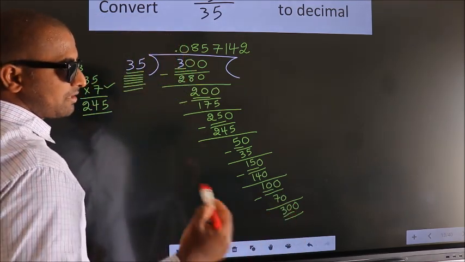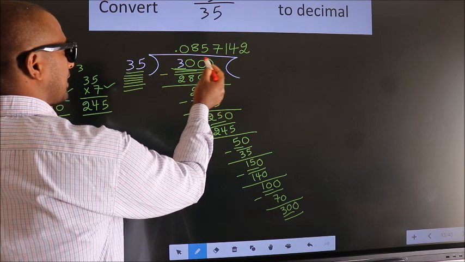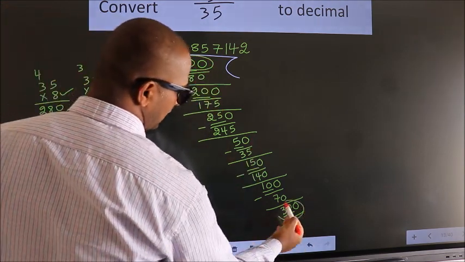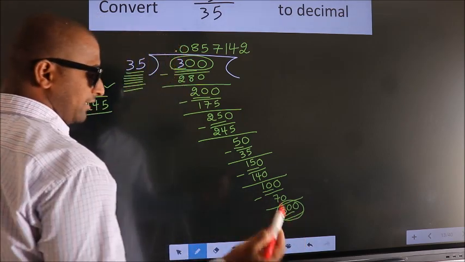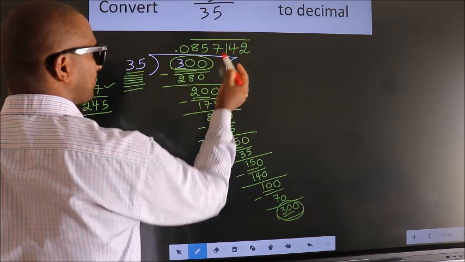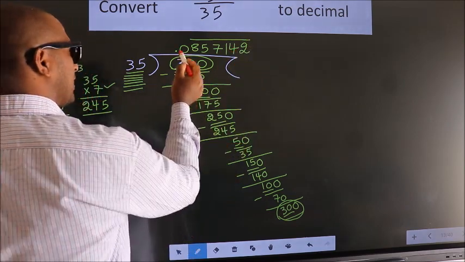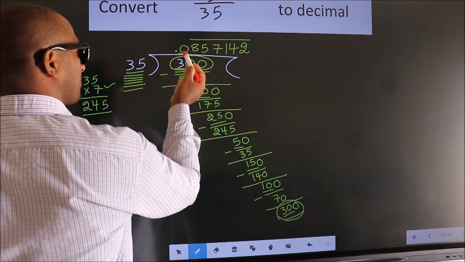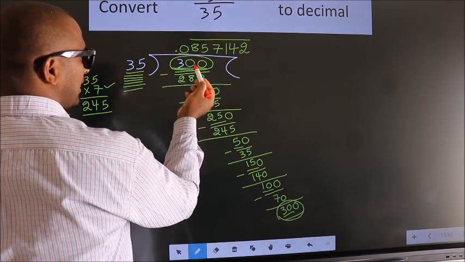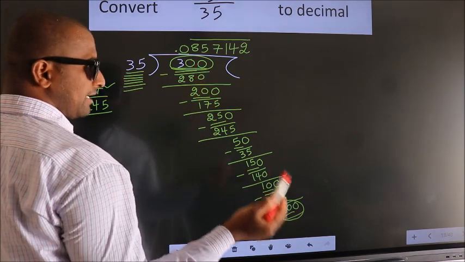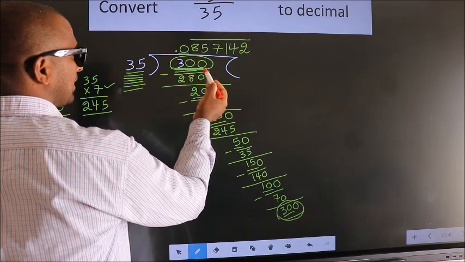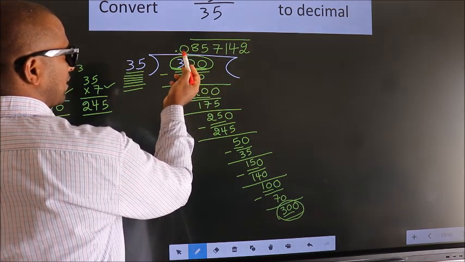Now you observe, here we had 300 and we got 300 again. That means we get a bar on these numbers. Remember, here we do not get a bar on this 0 because after placing this 0 only, here we got 300. I repeat, after placing 0 here, we got 300 here. So do not place a bar on this 0.